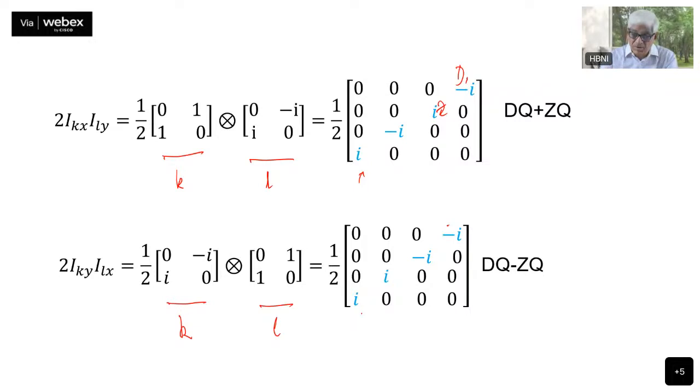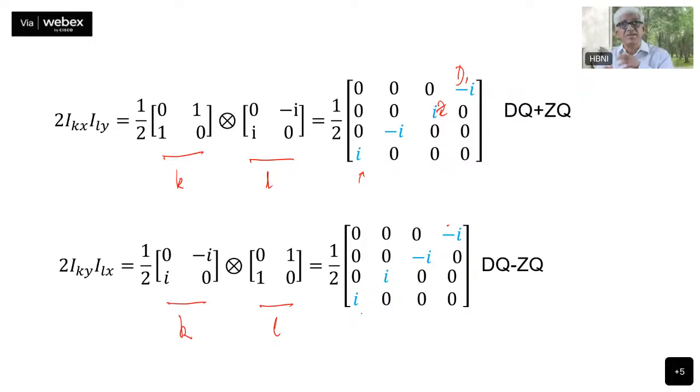So what was i there has become minus i, and what was minus i there has become i. This is like multiplying the zero quantum by minus 1. Therefore, this represents double quantum minus zero quantum. So although both 2 IKX ILY and 2 IKY ILX are mixtures of double quantum and zero quantum coherences, there is a difference in the signs of the individual contributions in the two.